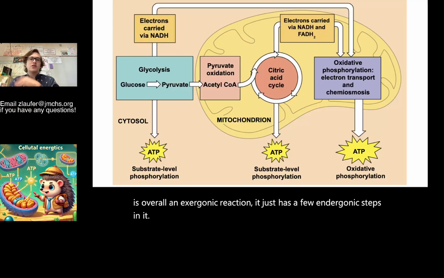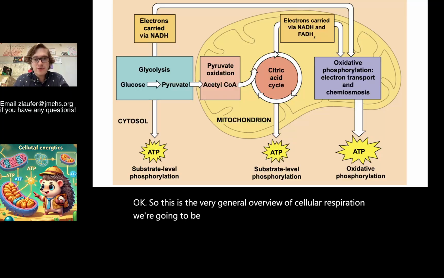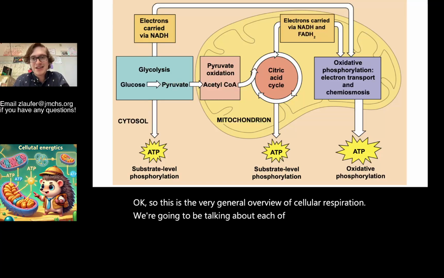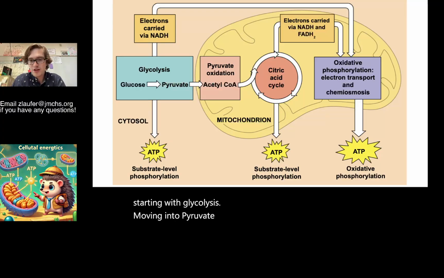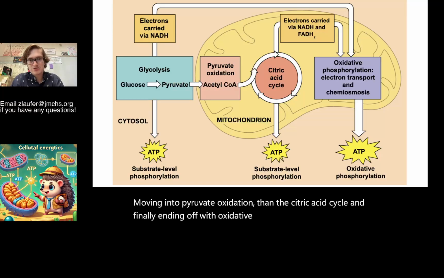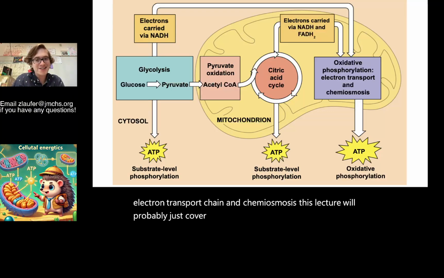Okay, so this is the very general overview of cellular respiration. We're going to be talking about each of these steps in more detail, starting with glycolysis, moving into pyruvate oxidation, then the citric acid cycle, and finally ending off with oxidative phosphorylation, which is the electron transport chain and chemiosmosis. This lecture will probably just cover glycolysis through the citric acid cycle.